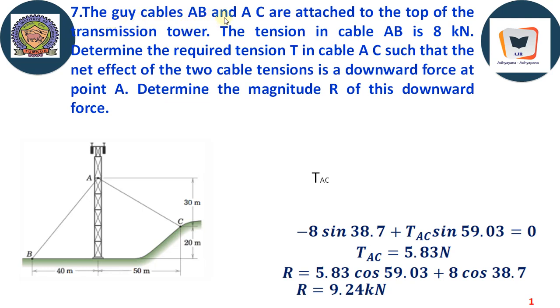The guy cables AB and AC are attached to the top of the transmission tower. Here it is. So this represents a typical concurrent force system. The tension in the cable AB is given to be 8 kilonewton. Determine the required tension T in AC such that the net effect of the two cable tensions is a downward force at point A. Determine the magnitude R of this downward force.